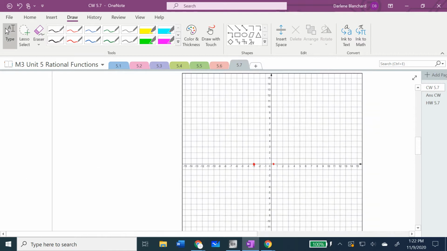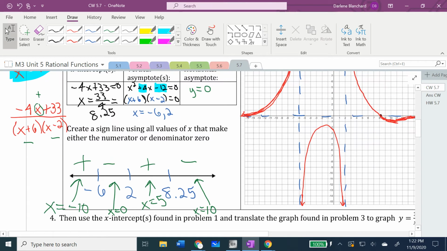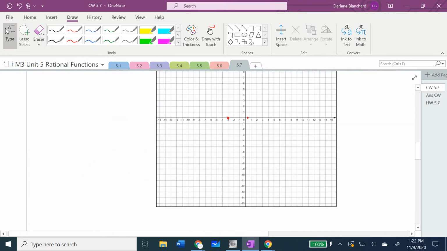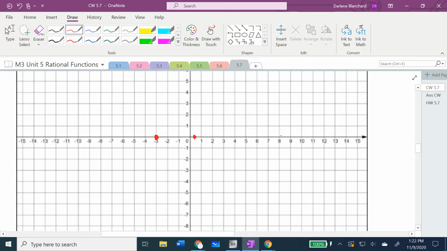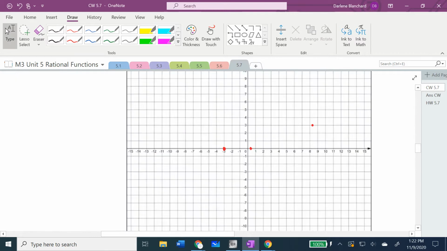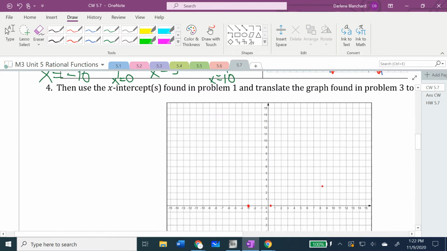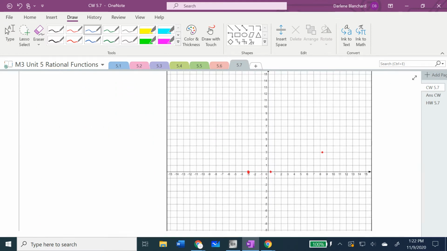Then I'm going to take points that I found in this graph and move them up 3 units. So I have that 8.25. We're going to keep that x coordinate 8.25, but move it up 3 units, 1, 2, 3. The horizontal asymptote on the graph that we are moving up 3 units was 0. So now I have a horizontal asymptote of 3. And I'm going to draw that in.